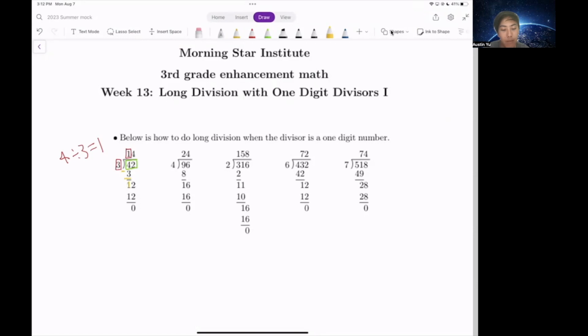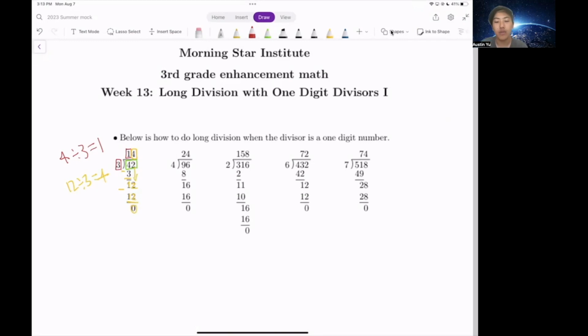And then the 1 being a remainder can't be divided into 3, so we need to pull down the 2 from the top, which becomes 12. Then 12 divided by 3 equals 4. So the 4 gets written at the top again, and 12 minus 12 gives us a remainder of 0. Therefore, 42 divided by 3 equals 14.